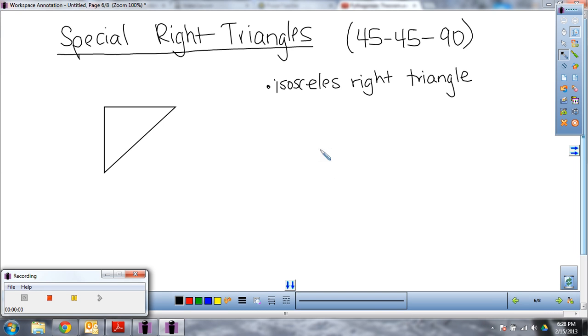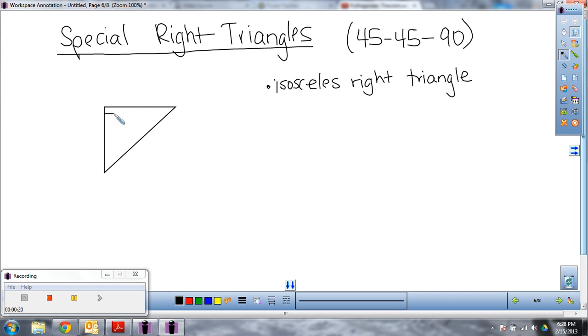Today our lesson is on special right triangles, and we're specifically going to focus on special right triangles that have angle measures of 45, 45, and 90 degrees. Right? And this is an isosceles right triangle.